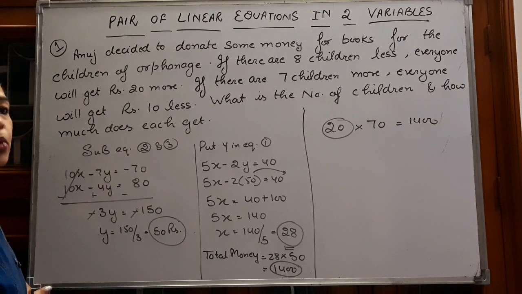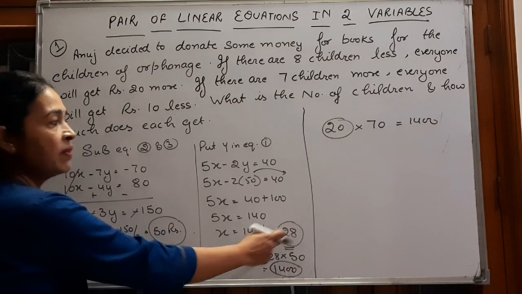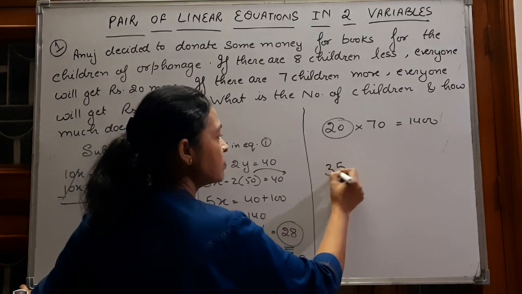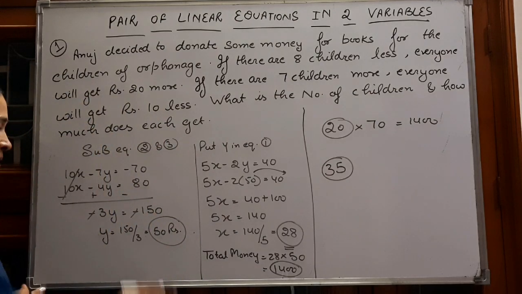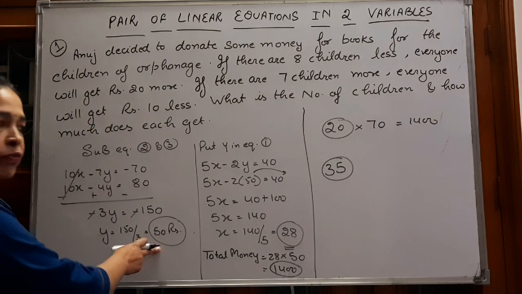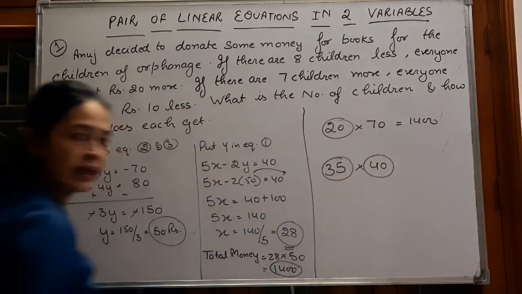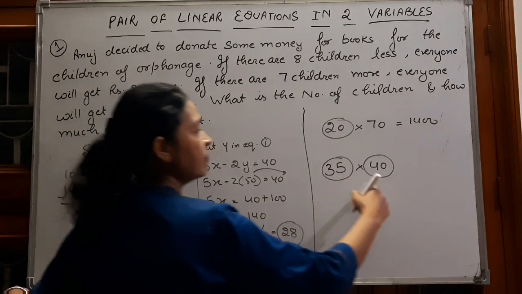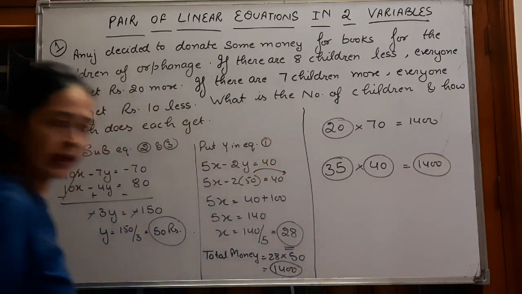Case 2. If there are 7 children more, actually we have 28. If 7 more, we will have 35 children. 28 plus 7. Each child will get 10 less. At present they are getting 50. In this case they will get 10 less, that is 40 rupees. And what is 35 into 40? 1400 rupees, the same amount. Clear?